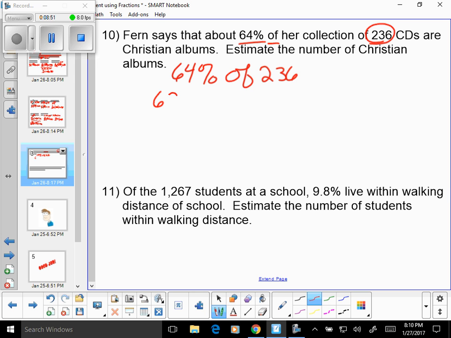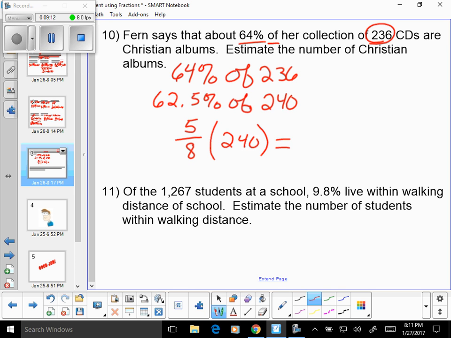So I'm going to take 62.5% of, now, 62.5% is 5/8. I key on this 8. I need something that's a multiple of 8. I'm going to go with 240. This 8 to 240 reduces, and I have an estimate of about 150 albums that are Christian CDs.